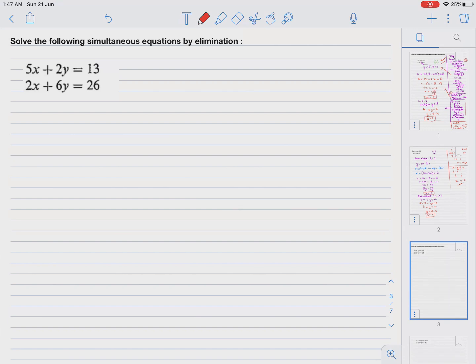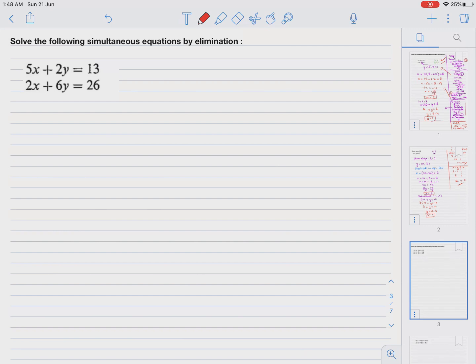Okay, so 5x plus 2y is equal to 13, 2x plus 6y is equal to 26. I want now the coefficient of one of the variables in the first equation and in the second equation to be the same. So I have in the first equation the coefficient of x is 5, and in the second equation the coefficient of y is 2.